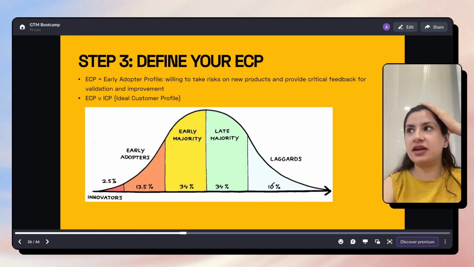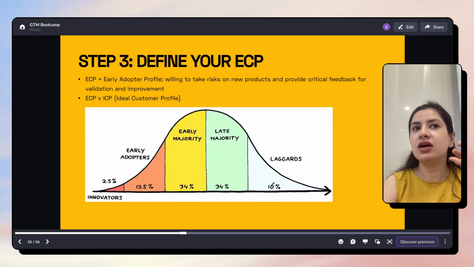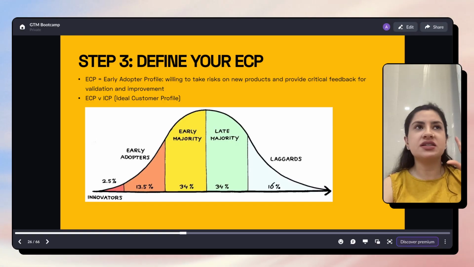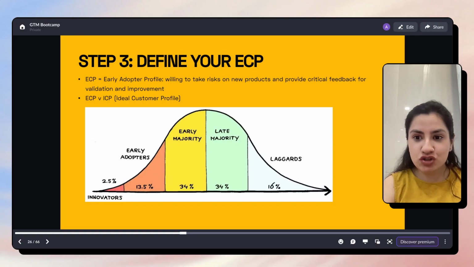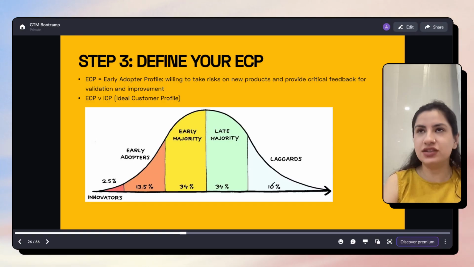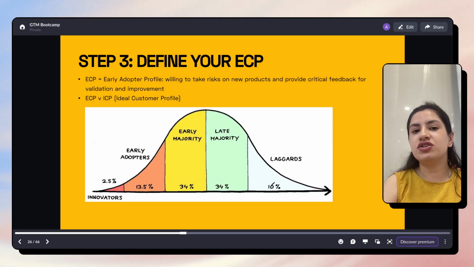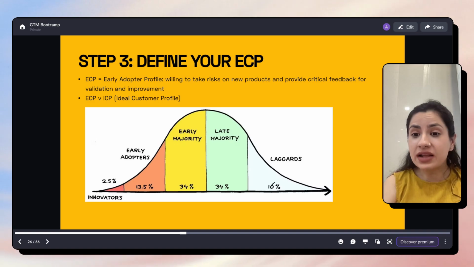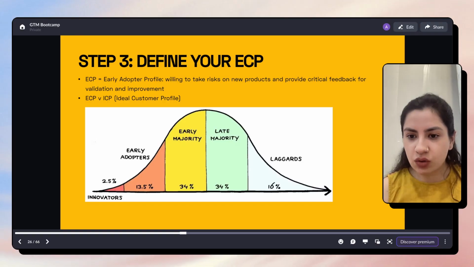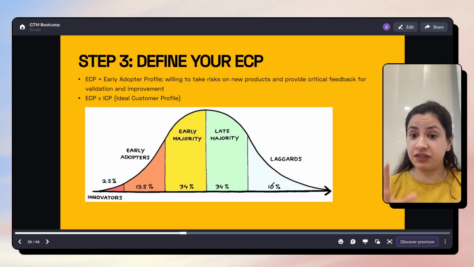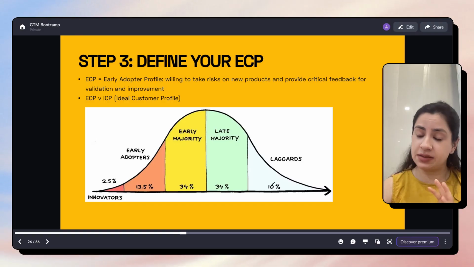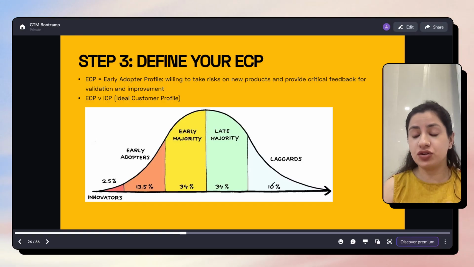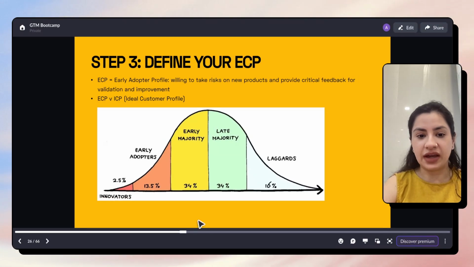So you have to find people who are always excited about the next big thing, who are always excited about being at the edge of innovation, who always want to try the new things, who always want to be the ones giving feedback on whether something works or not, rather than the ones who are waiting for, oh, is everyone okay with this? Do we have enough feedback? Do we have enough testimonials for me to be convinced? That is your ICP. Before we get there, we will go to your ECP, right?